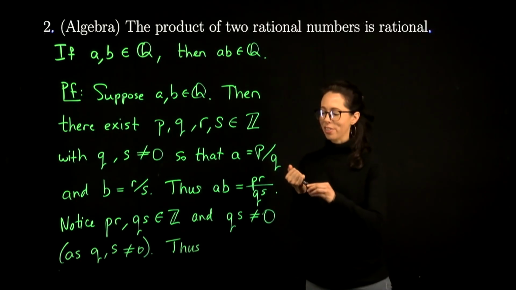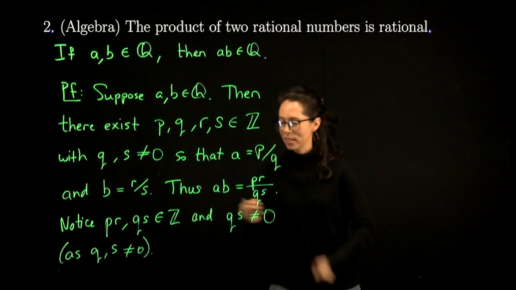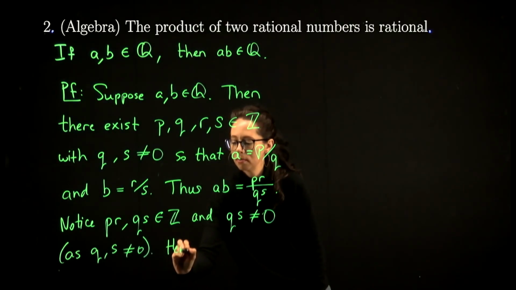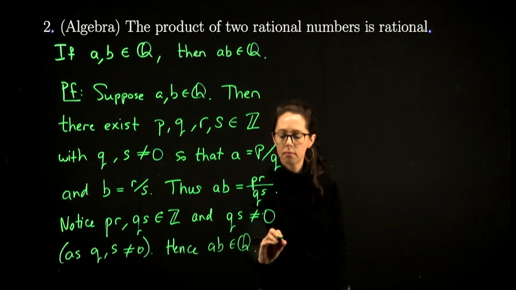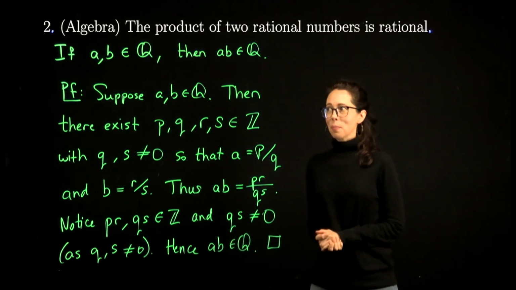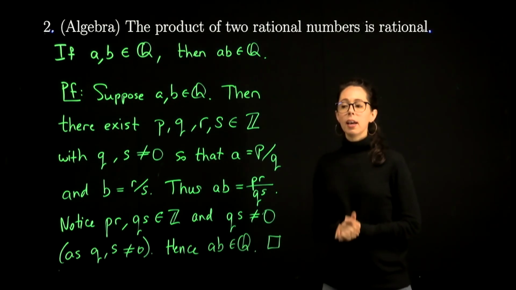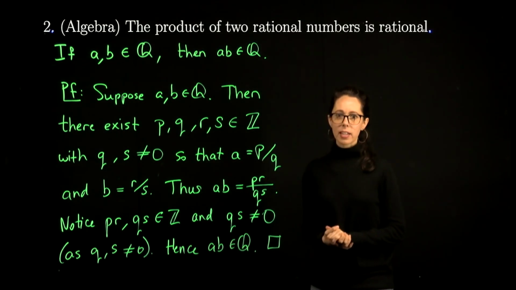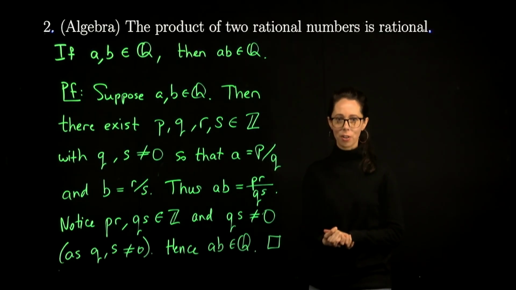I've already used the word thus, so just for some variety, I'll say hence. Okay, so the product of two rational numbers is rational. I think we are done with this exercise, but if you'd like to, you can work through a similar exercise showing that the sum of two rational numbers is rational.